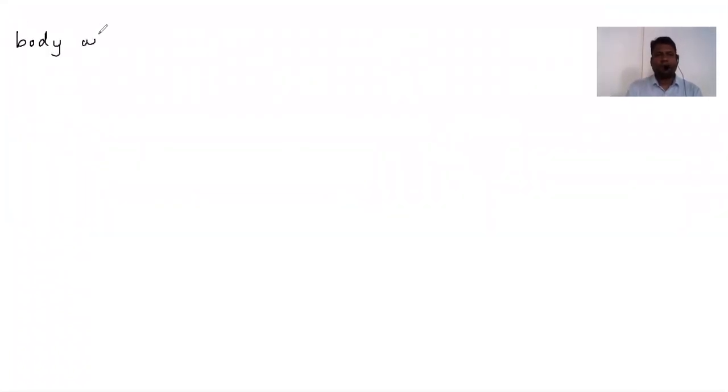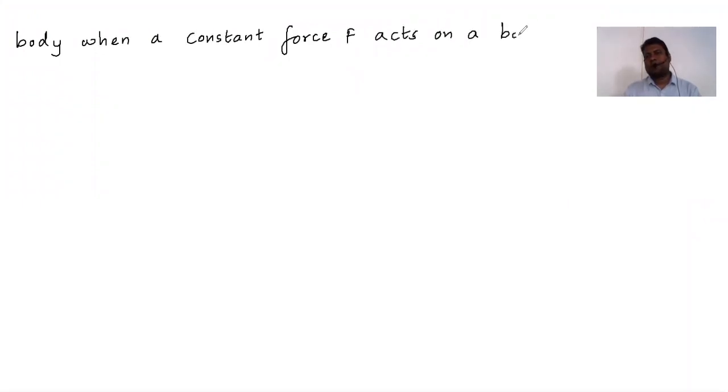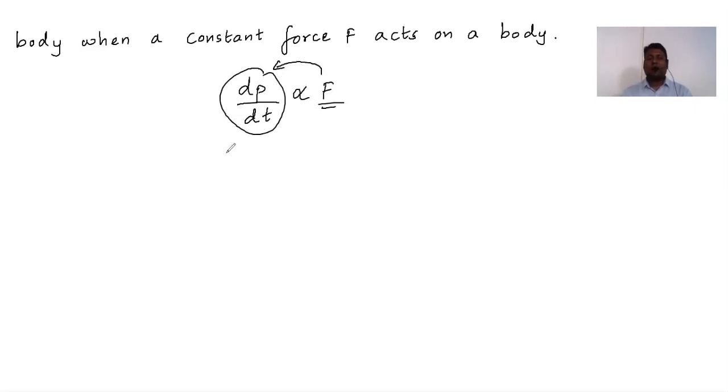So change of momentum of the body when a constant force acts on a body. तो मतलब क्या बोला जा रहा है? When we are talking about the dp by dt, we are saying that the acting of constant force over the mass of the body is giving the momentum to the body. ठीक है? So from Newton's second law we got this.